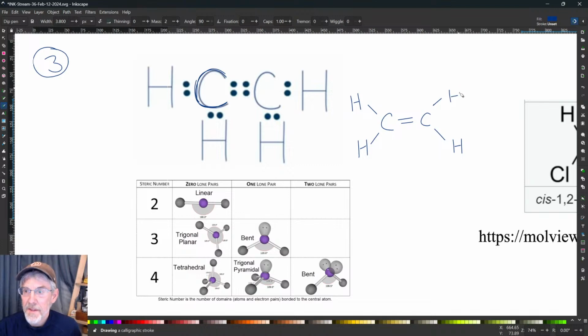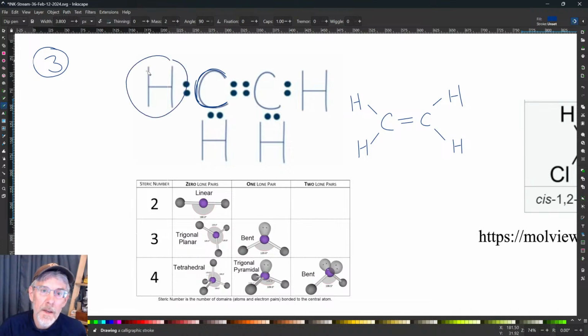This is called ethene. Sometimes you'll see it written like this right here with the double bond. Trigonal planar. I like that thinking there, Charlie. Because let's look at our number of things. Bent? No, not bent. Let's take a look at it.